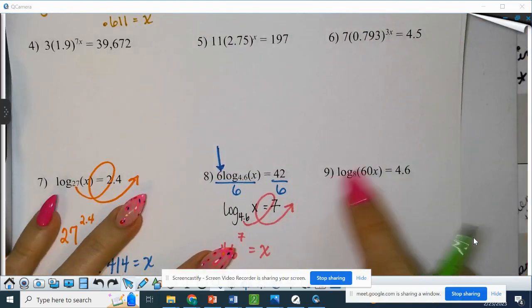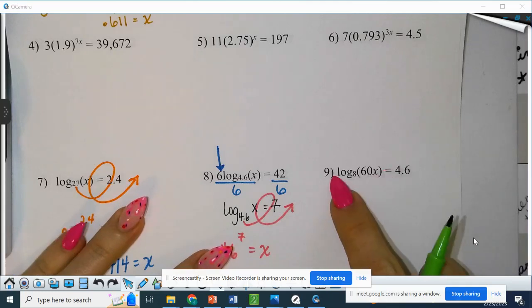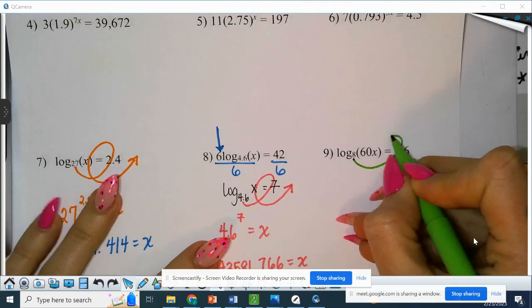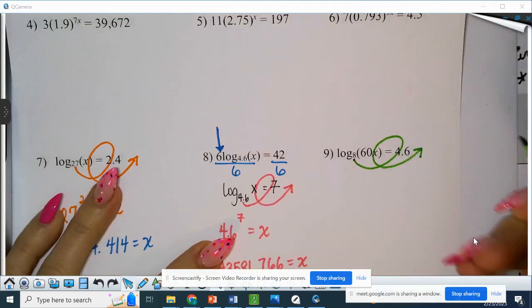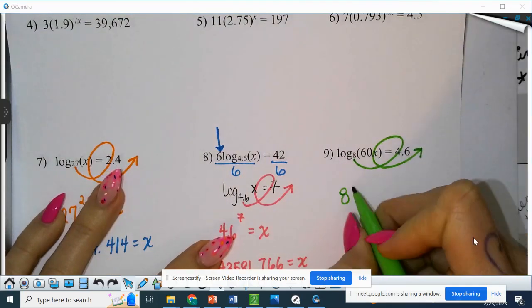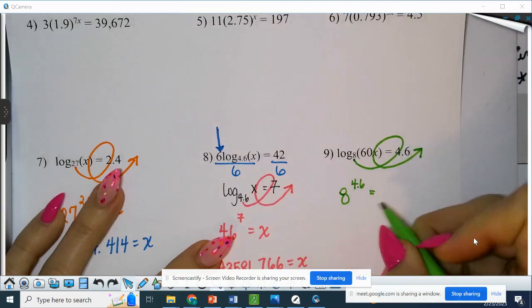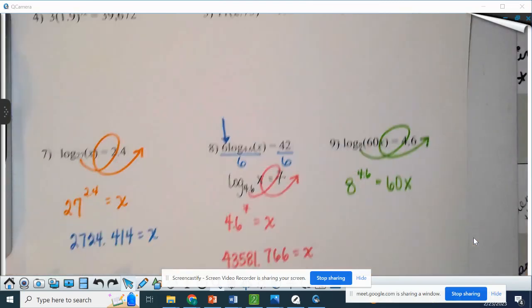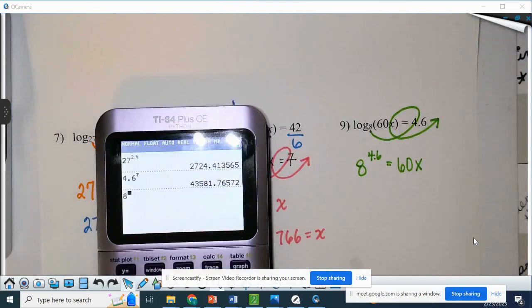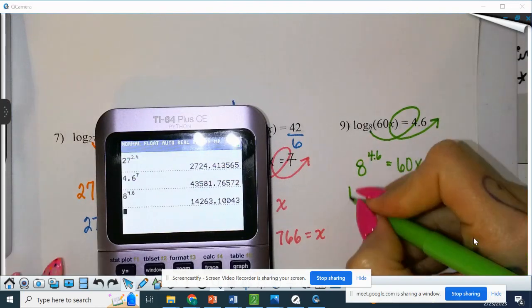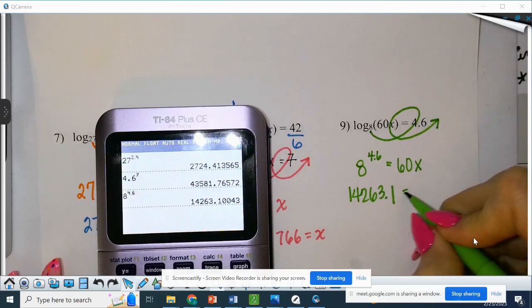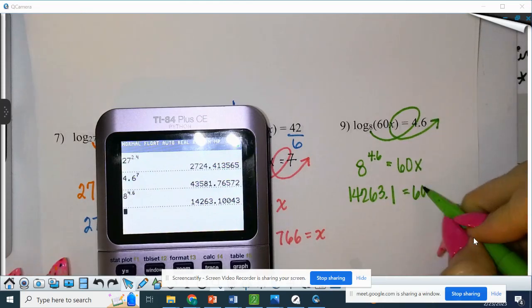So number 9, we don't have anything in the front. There's no addition or subtraction in the back or addition or subtraction in the front for that matter either. So we can just take our base, grab our exponent, exit with our output. So 8 to the 4.6, go out the door, and our output is 60x. So 8 to the 4.6 power. Big old number again. There's all zeros back there, so we'll keep that as is, equals 60x.